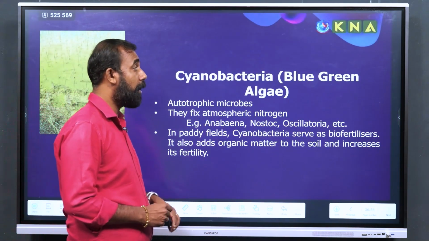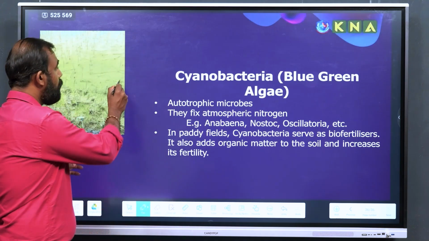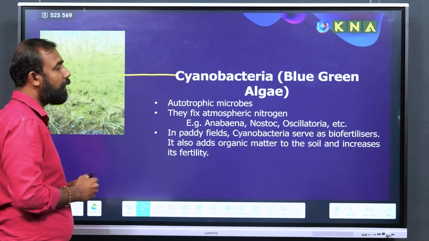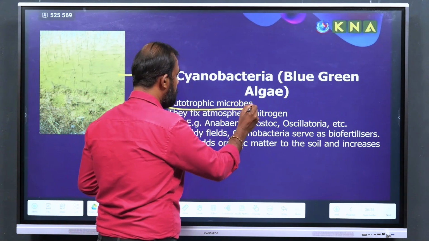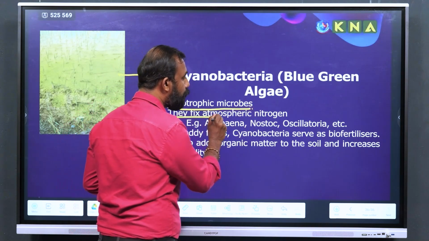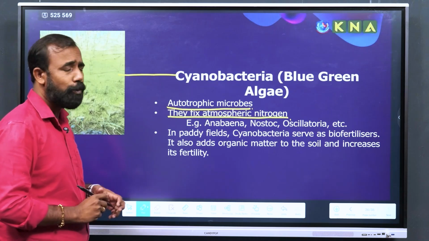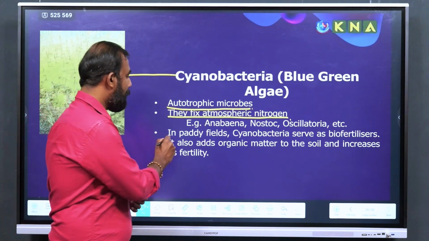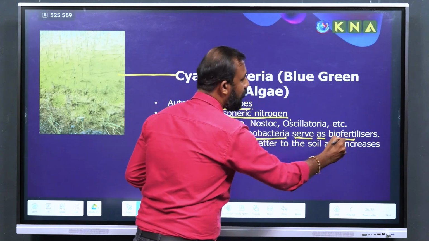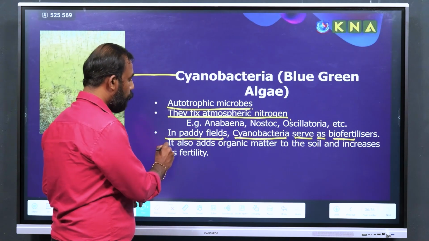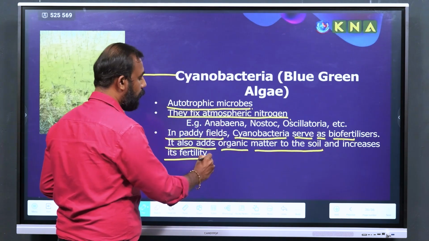Next is cyanobacteria. They are called blue-green algae. These are the cyanobacteria, blue-green algae. They are autotrophic microbes. They fix atmospheric nitrogen. So they are used as biofertilizers. In paddy fields, cyanobacteria serve as biofertilizers. They also add organic matter to the soil and increase fertility.